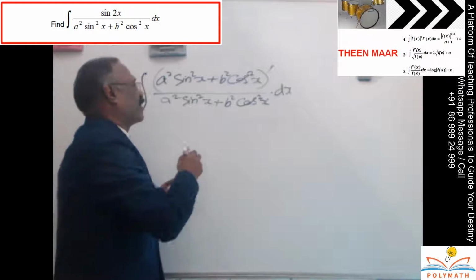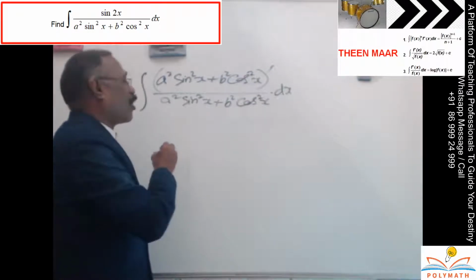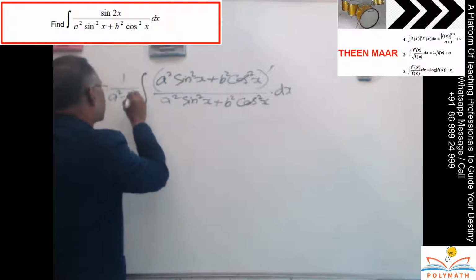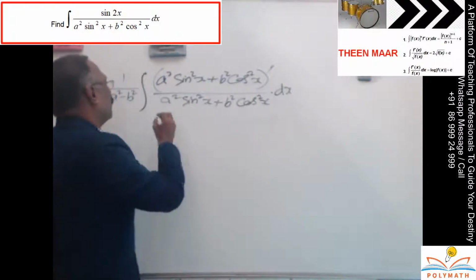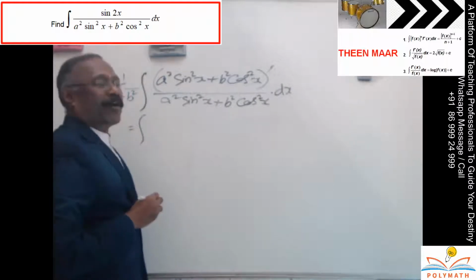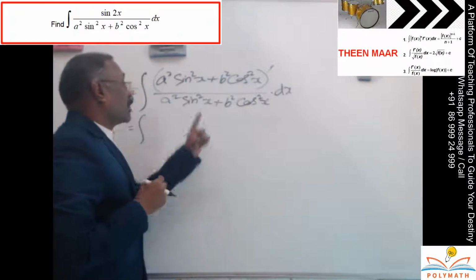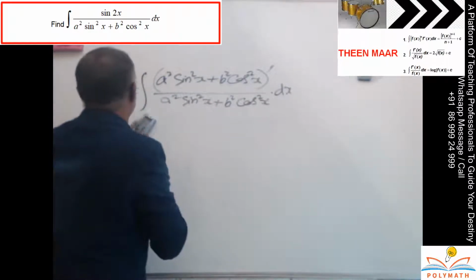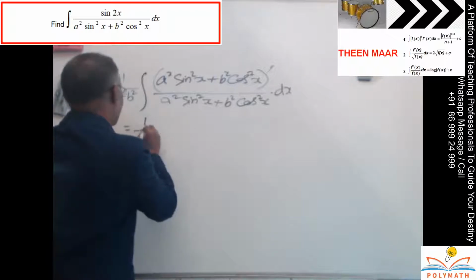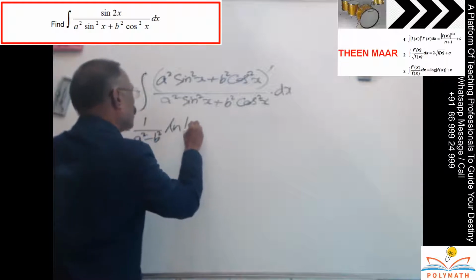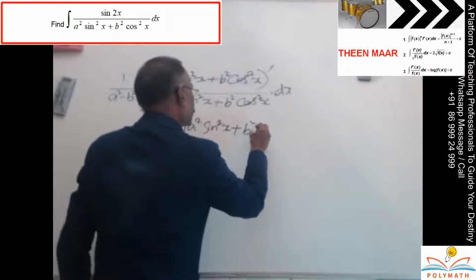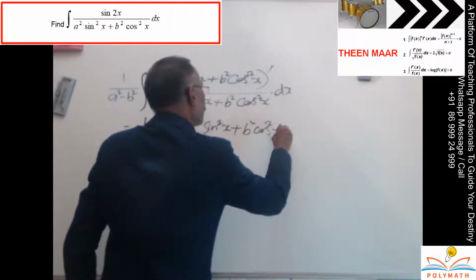So what is the extra factor you get? By taking sin 2x common, you get an extra factor of 1 by a square minus b square. So this again takes the form of Maar 3, f dash x by f of x. The final answer, directly within one step, is 1 by a square minus b square ln mod of a square sin square x plus b square cos square x plus c.